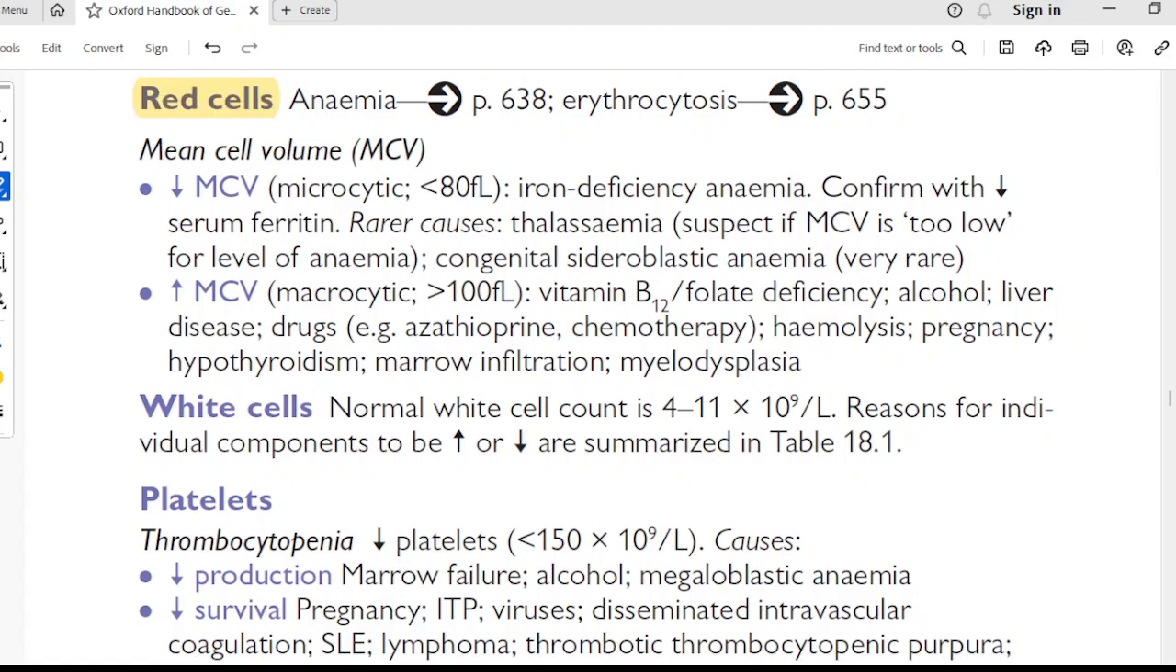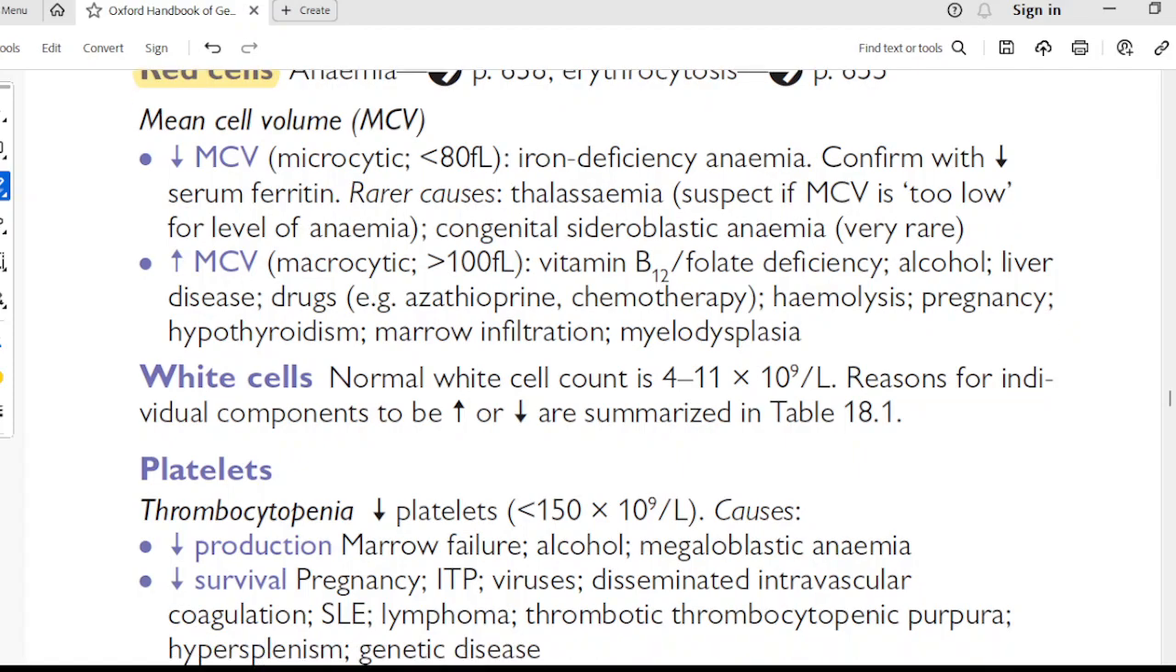Anemia page 638, erythrocytosis page 655. Mean corpuscular volume, MCV. Decreased MCV, microcytic anemia, is less than 80 picoliters. Iron deficiency anemia is confirmed with decreased serum ferritin. So whenever you find an iron deficiency, microcytic anemia, you confirm with reduced serum ferritin. Rarer causes like thalassemia are suspected if MCV is too low for the level of anemia. Congenital sideroblastic anemia is very rare.